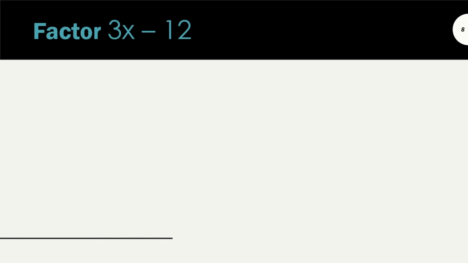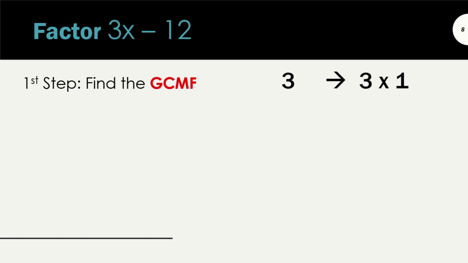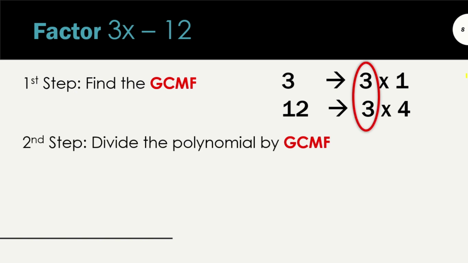Okay, so sa unang example natin, factor natin yung 3x minus 12. So, first step is find the GCMF. Dito, 3 and 12 lang yung hahanapan natin kasi yun lang yung common sa kanilang dalawa. Yung x kasi walang kasamang x yung 12. So, let's have the factor of 3. We have 3 times 1. And for 12, we have 3 times 4. So, ang common sa kanilang dalawa dito is yung factor na 3.